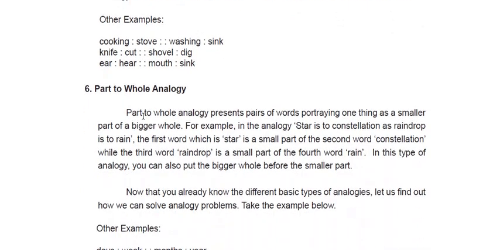Next, number 6, part to whole analogy. So part to whole analogy presents pairs of words portraying one thing as a smaller part of a bigger whole. For example, star is to constellation, as raindrop is to rain. So this is the part, and this is the whole. This is the part, and this is the whole. Okay, so that is part to whole.